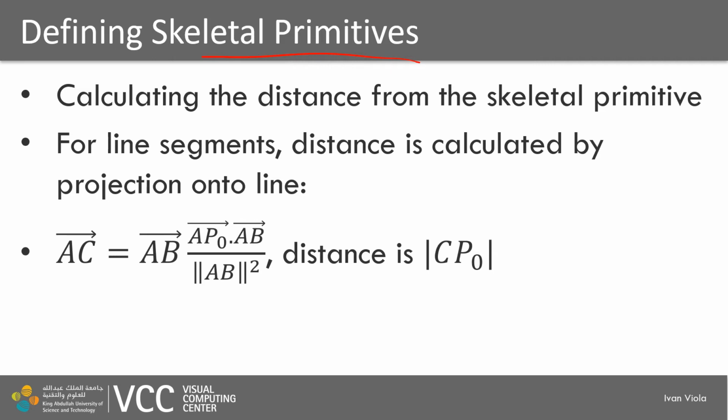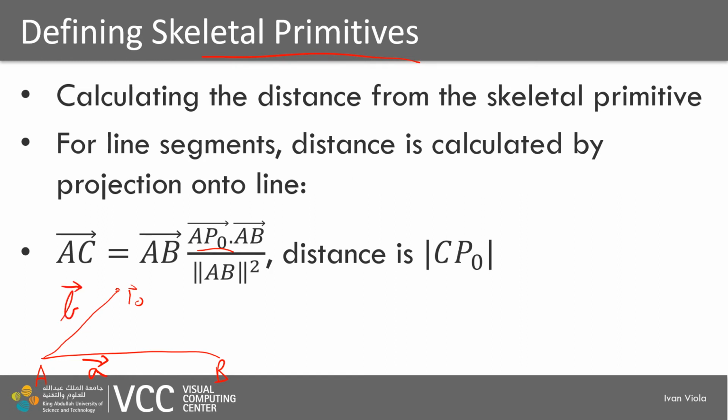Just to refresh our memory, how do we calculate the distance to a line from a point? So we have a point in space, this is the point P0, and we would like to calculate the distance to a line, which is defined through a vector AB. Let's call this vector AB a small vector A, just so that we have a little bit less writing. And let's call this vector the vector B.